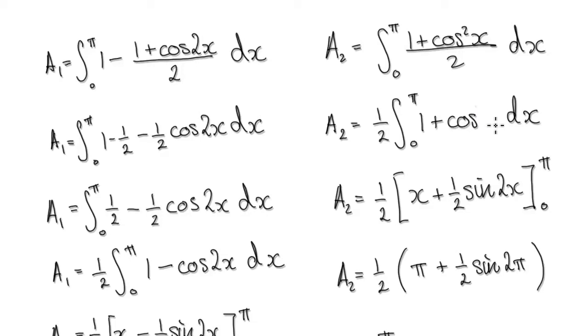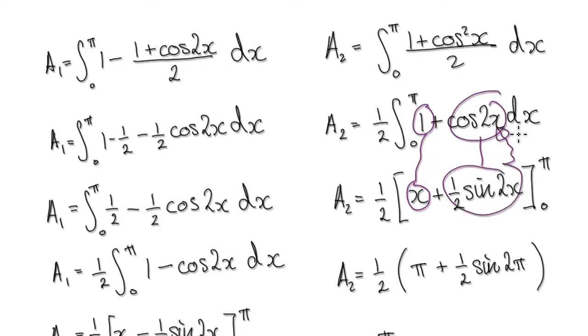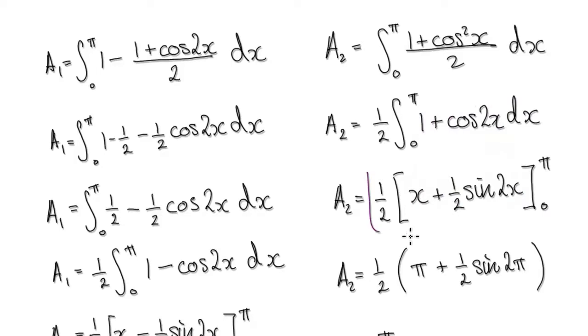Hang on, 2x. Okay, so to integrate this, it would just be x. To integrate this, it would be a half sine 2x, because if you differentiate this, it will give you this. Well, anyway, that will then take us to here.